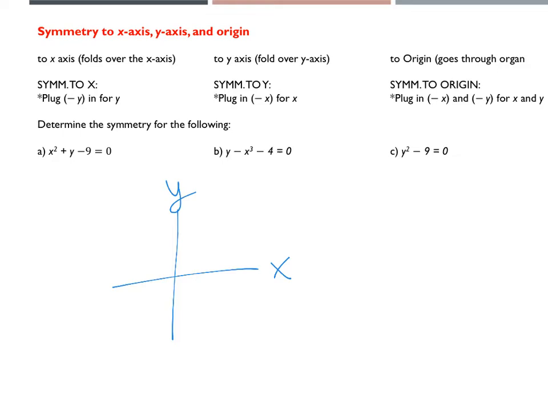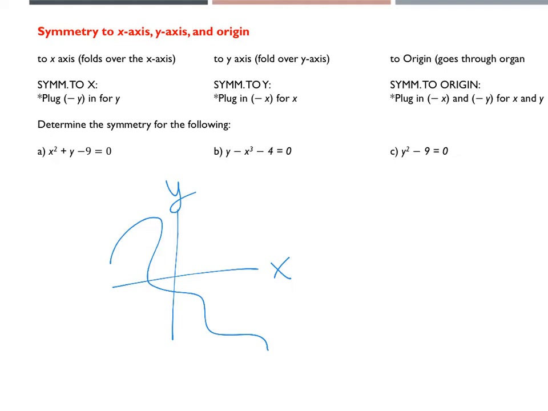If it's symmetric to the origin, it has to go through the origin, it has to go through 0, 0. So if I gave you a picture and asked, is this symmetric to the origin? Right away, your answer is what? No, because it doesn't go through the origin. Okay, that's important.